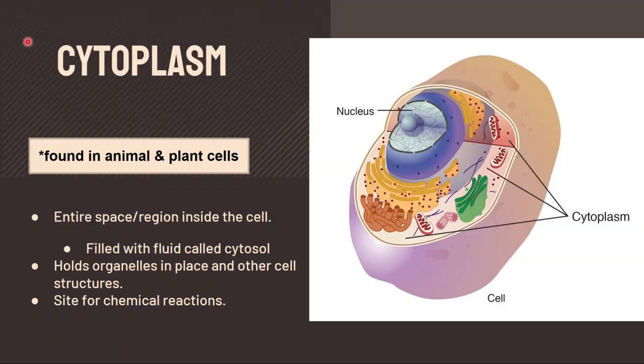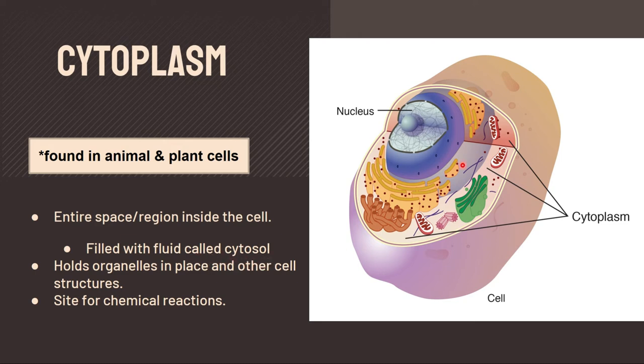Next component of the cell, we have the cytoplasm. The cytoplasm is found in both animal and plant cells. The cytoplasm is the entire space or region inside the cell. To visualize that, look at this picture of the cell. Remove all these cellular parts, okay? What remains is just space, and we have the cell membrane. So the space contained inside the cell membrane, that is what we call the cytoplasm. And the entire space within the cell is filled with a fluid called cytosol.